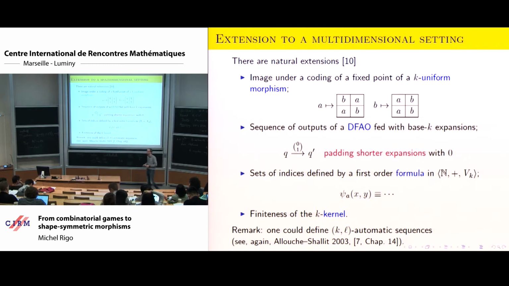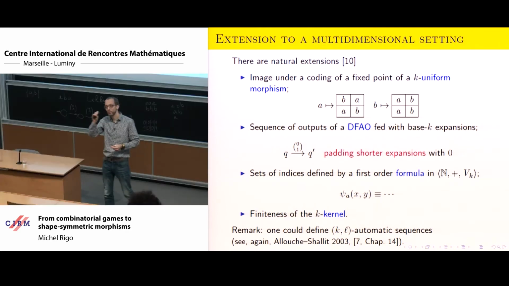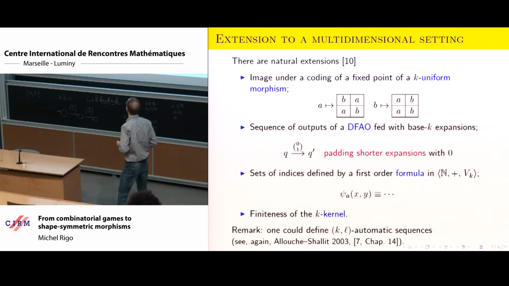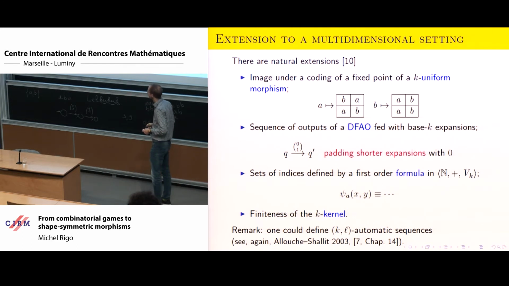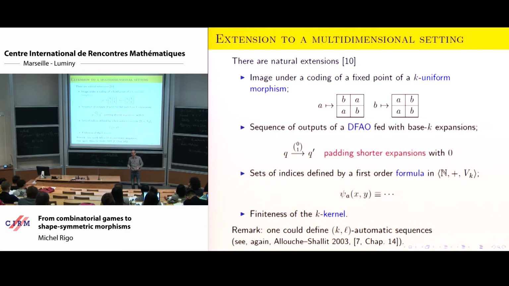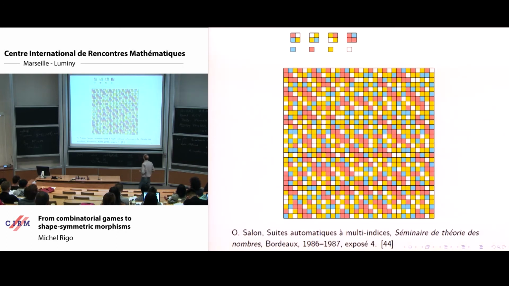Also what you can do, but I won't discuss it today, you still have this logic formalism that you may use if you like. You can define formulas in first order logic to say, okay, I have this kind of symbol in that or that position. So you can also play the game with this multidimensional setting. And also, what I will discuss is that you can define a kernel and the same characterizations still hold, so you can define a multidimensional kernel.